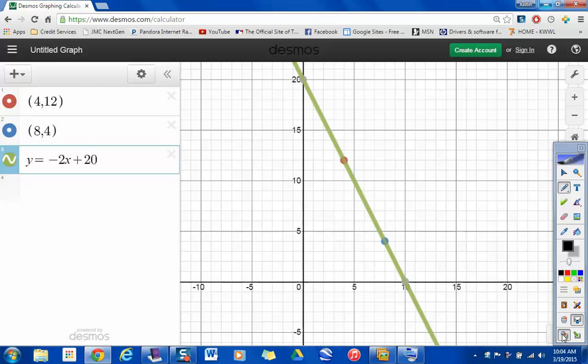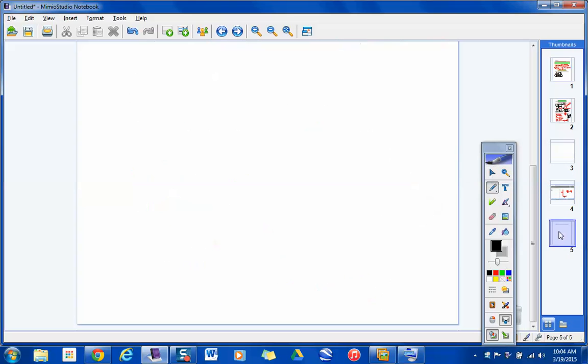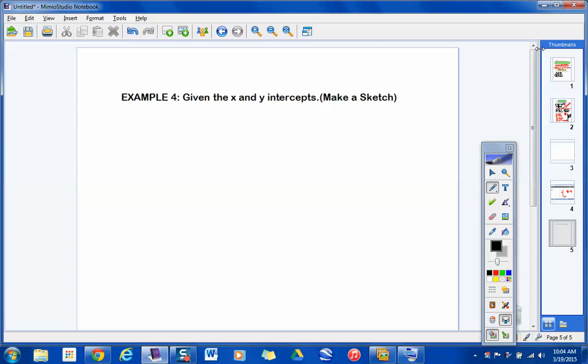All right, let's look at example 4 then. Last one today. Guys, I don't want you to make this one difficult on yourselves. The last example is to say, given the x and the y intercepts, I'm going to make this as easy as possible for you. What I would like you guys to do is write this down. Write an equation.